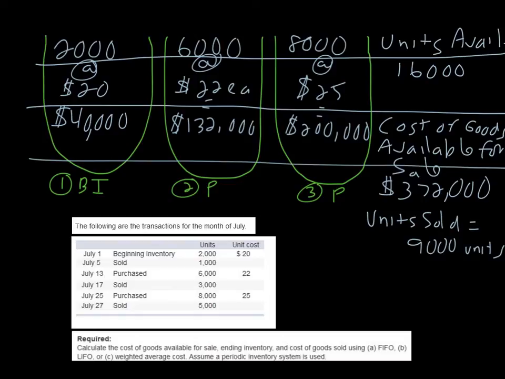So that's it. Now we're basically ready to figure out how much of these 9,000 units cost us. And that's what the inventory costing methods are going to determine. We had 16,000 available. We sold 9,000 of them. Which 9,000 of these 16,000 did we sell? So in the next videos, you're going to start to see how to calculate that.